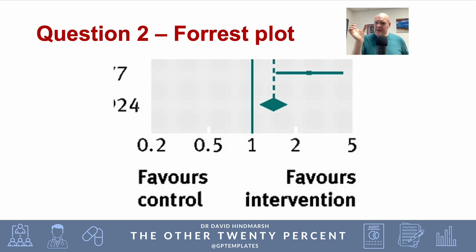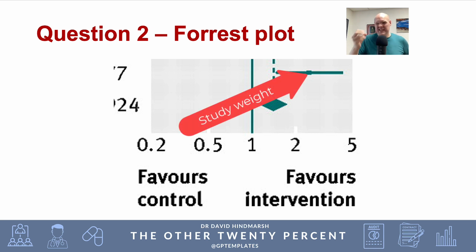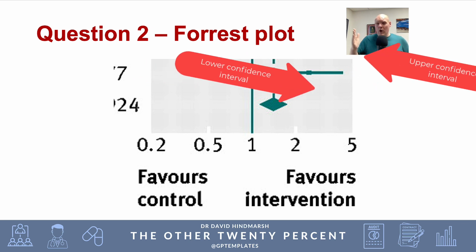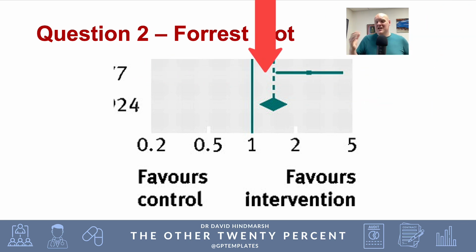So looking at individual studies, you can see that you've got this black box in the middle, which represents the weight, or basically how many people were in that study. And then you've got the line, which represents the confidence intervals for the highest and lowest value. And you can see here that it's well clear of the no effect line. And so that is a significant study.